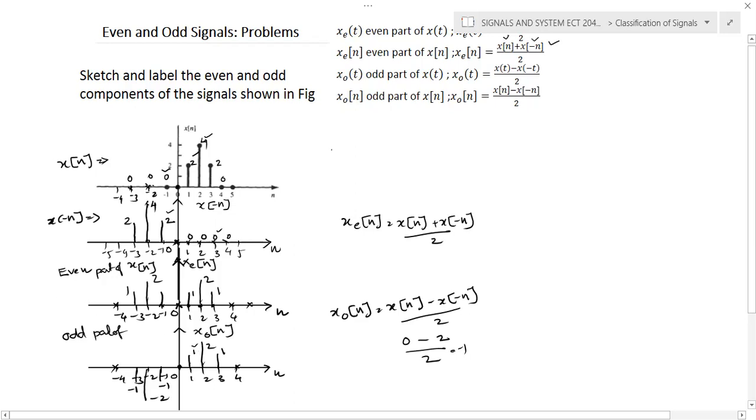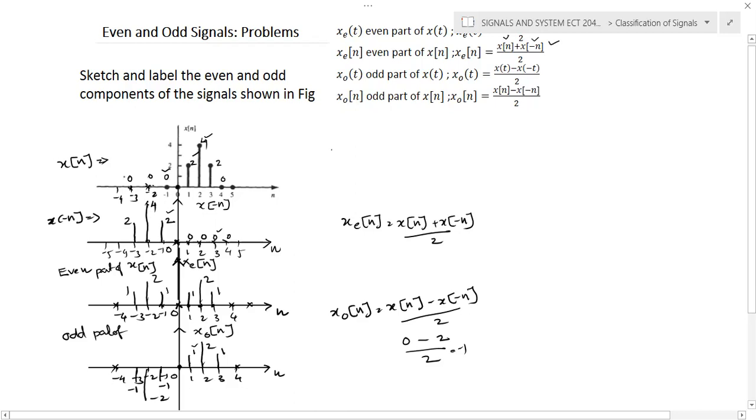So we got the even part and odd part. Now we can verify the result also. At 4 it's 0, 0 plus 0, 0 you'll get. And at n is equal to 3, it's 1 plus 1, you will get 2. Here 2 plus 2, 4, here 1 plus 1, 2. It's 0 plus 0, 0. And for the negative side, it's minus 1 plus 1. So you'll get 0.